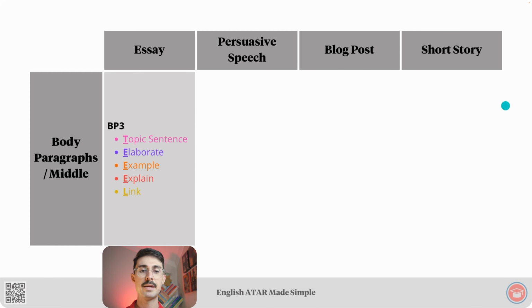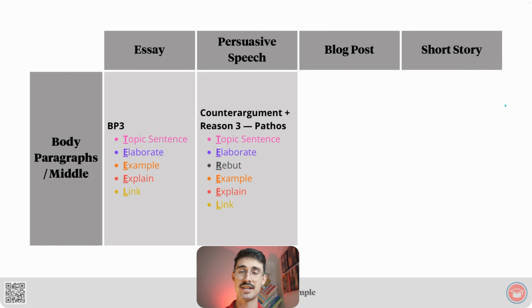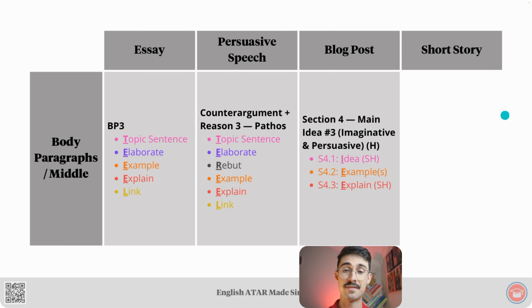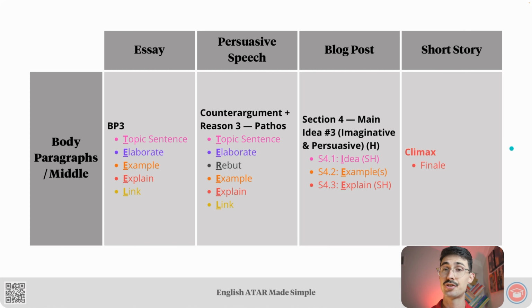Finally, BP3 for an essay. Once again, we have teal. Then for a persuasive speech, it's the counter-argument and reason 3 paragraph with a focus on pathos. We have teal. For a blog post, we have section 4, main idea number 3, which has a blend of imaginative language features and persuasive language features. This section also has a heading, and we've got the same first 3 elements that we had in the previous 2 sections. First one, idea, subheading. Next one, example. Final one, explain. The short story, this is the climax, and this includes the finale.